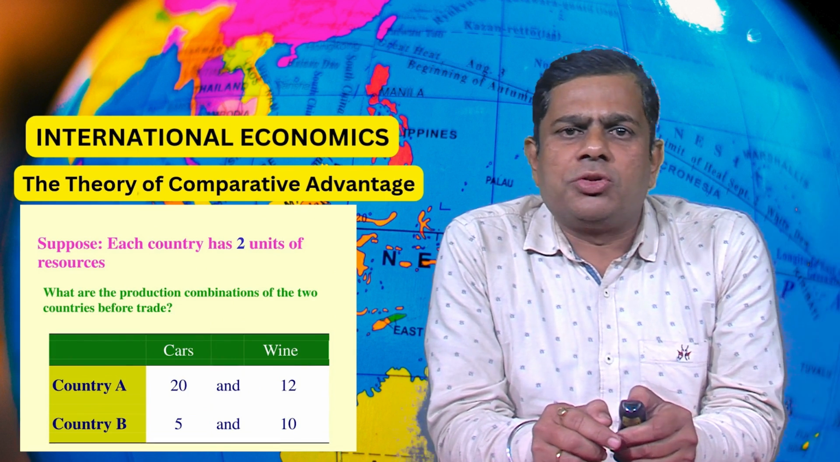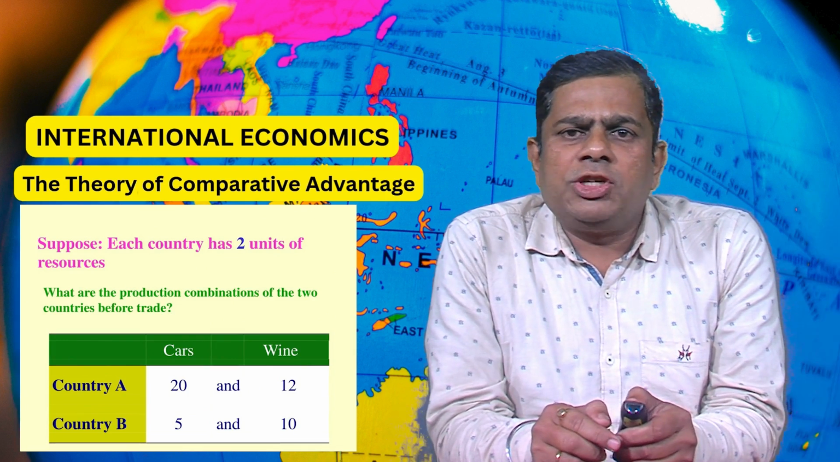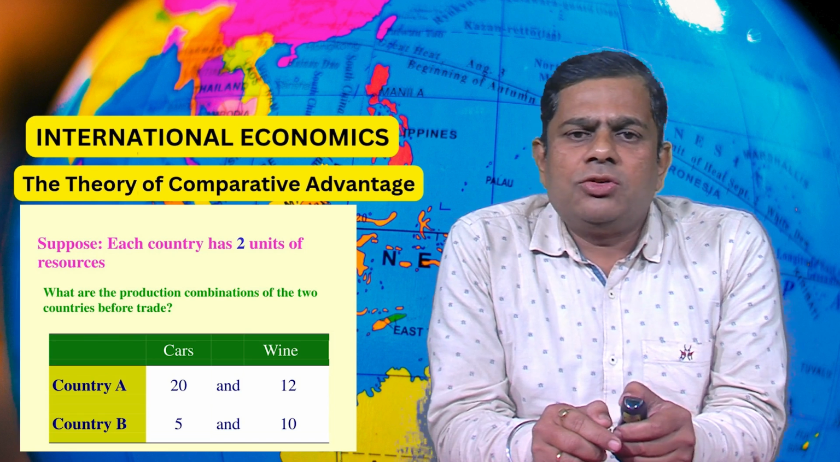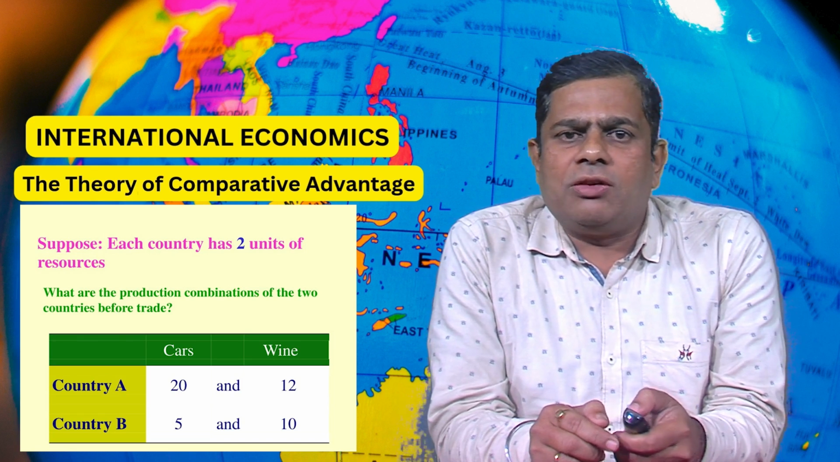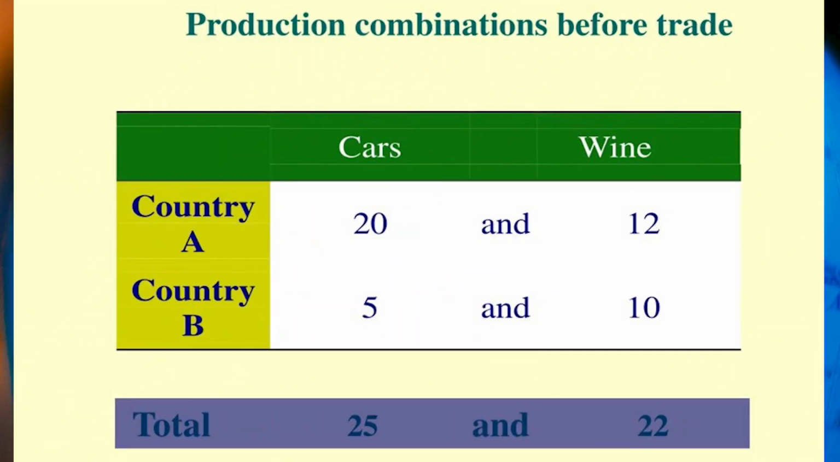Now suppose each country has 2 units of resources. What are the production combinations of the two countries before trade? So it is 20 and 12, 5 and 10. We already got it. So the production combination is, for cars, 25, and for wine, 22. This is the production combination before trade, including country A and country B combined.